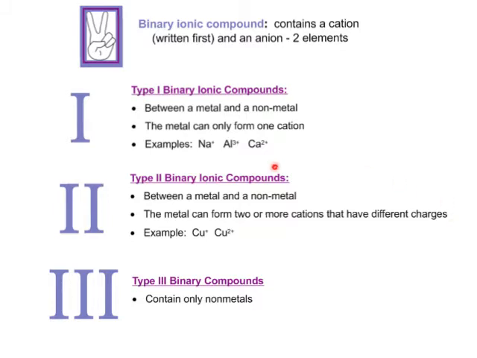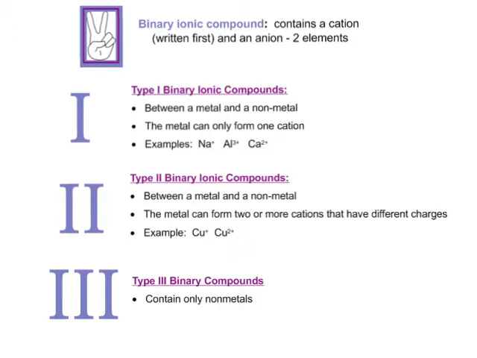When we talk about type 2 binary ionic compounds, however, those are between a metal and a nonmetal, but the metal in those can form two or more cations that have different charges. An example would be copper. Copper can form a +1 cation, and sometimes it's +2.